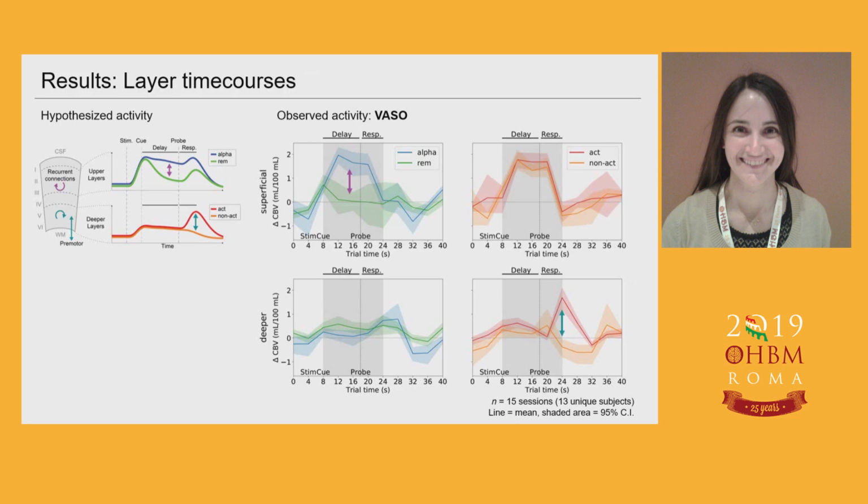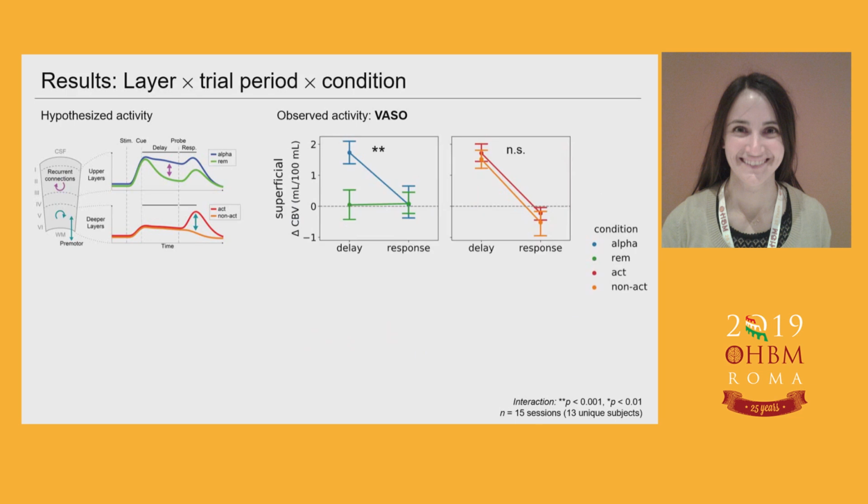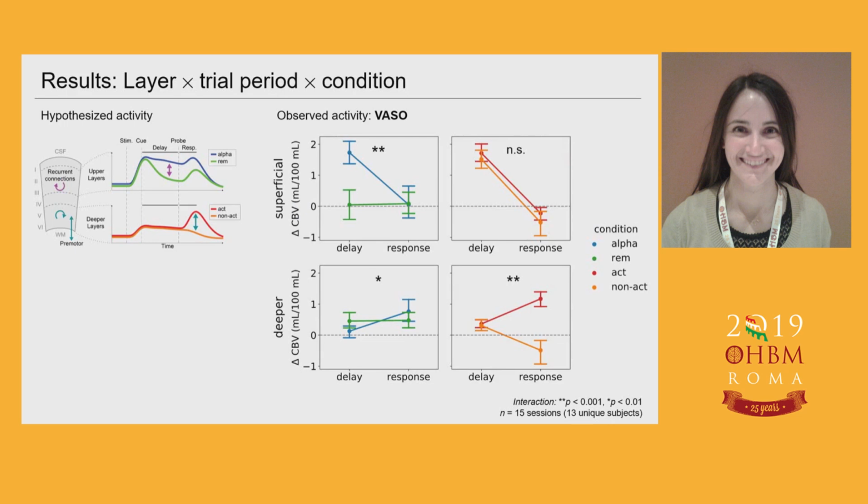We can quantify this, again, with two-way ANOVAs, and so the statistics here confirm exactly what we saw from the time courses. So we do see an interaction in the superficial layers where they're more active during the delay, but only in alphabetized trials, whereas the deeper layers are more active during the response, but only during trials that call for an action.